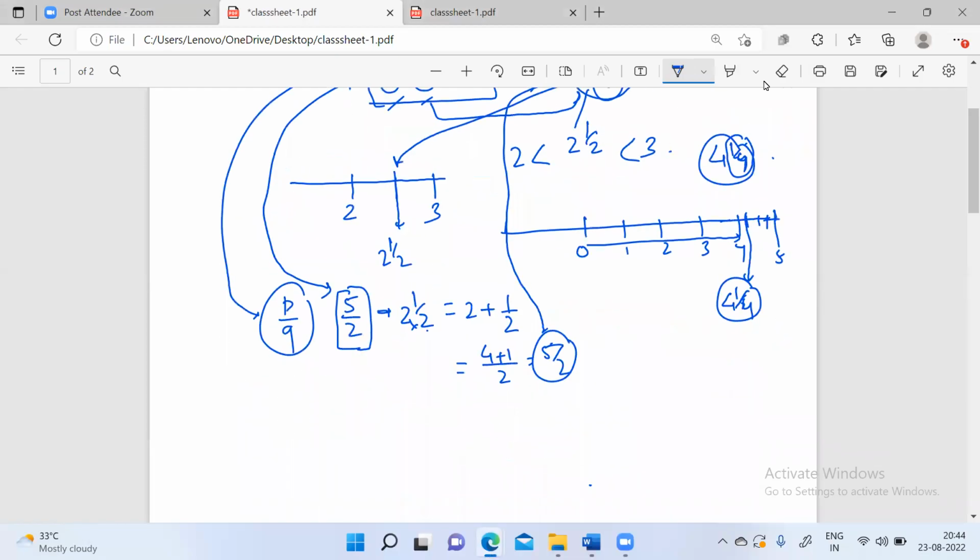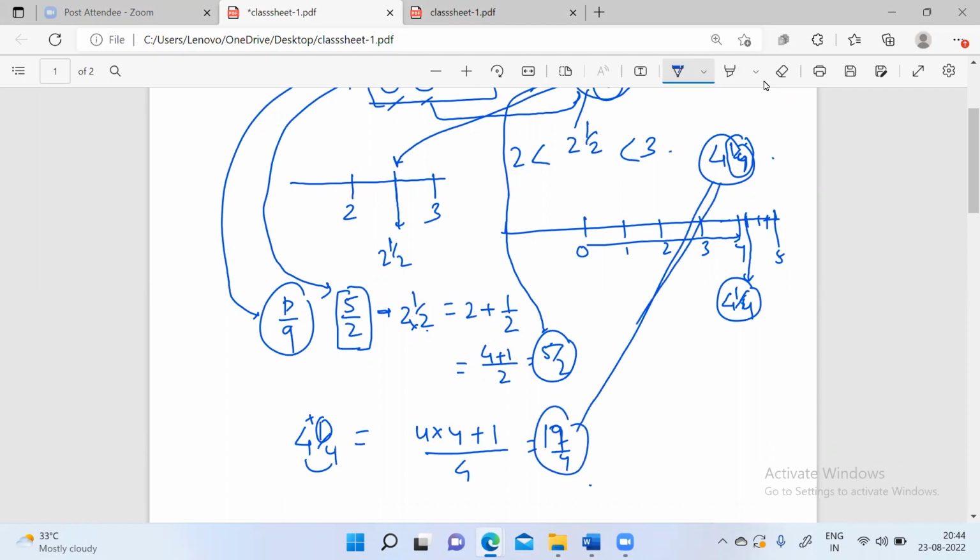So once again, if you want to simplify 4 1 by 4, what you do is 4 into 4, plus 1, you add this and divide it by 4. So 17 by 4. This is the simplified version of this mixed fraction.